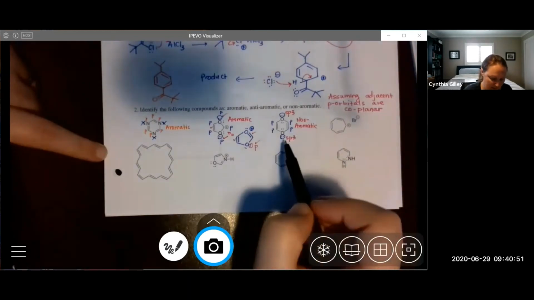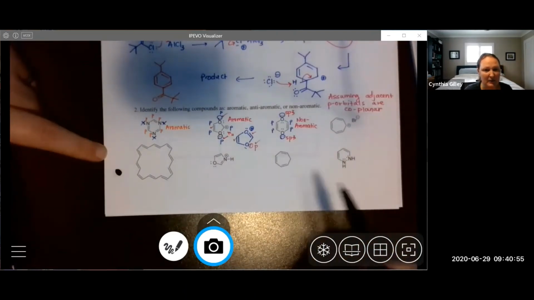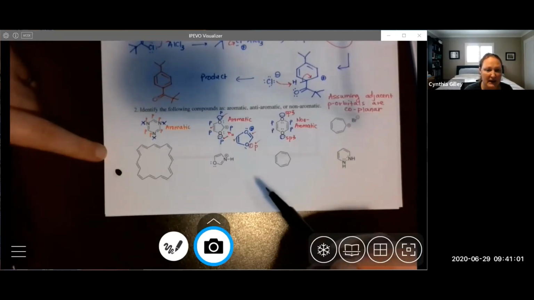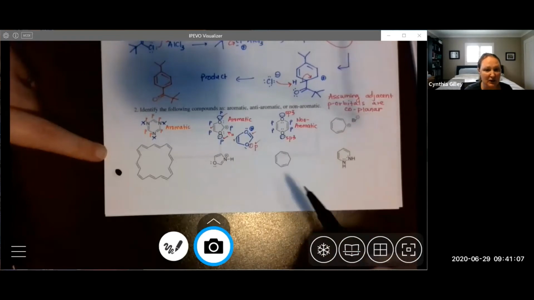Over here, if I put these 2 lone pairs in a p orbital, it would have an anti-aromatic number of electrons, which would make it unstable. Instead, it will go into a hybridized orbital, an sp3 hybridized to be specific, and that means there's no p orbital here, and it doesn't match either criteria for aromatic or anti-aromatic.